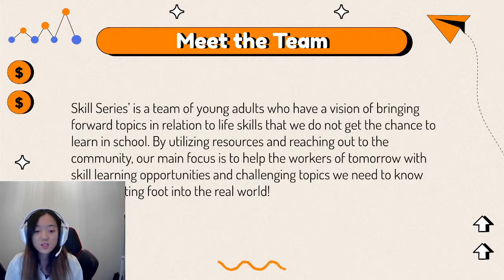SkillSeries is one of the Enactus chapters at Ontario Tech University, and we are a team of young adults who have a vision of bringing forward topics in relation to skills that we don't exactly get the chance to learn in school. We do this by utilizing resources and reaching out to knowledgeable community members to host topics to help the workers of tomorrow, with skill learning opportunities and challenging topics before setting foot into the real world. The real world can be quite a scary place, and it is even harder if we are on our own trying to figure out life. That's why SkillSeries is here to help you out.